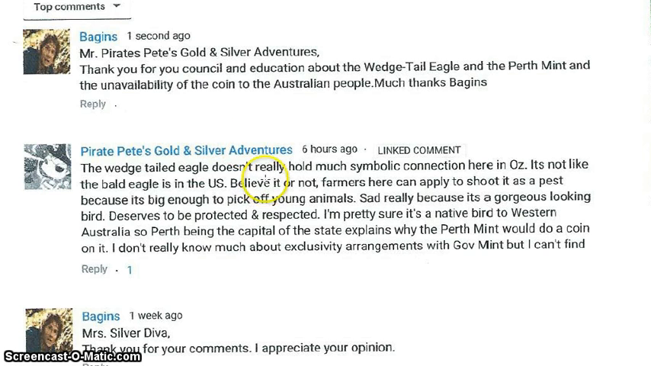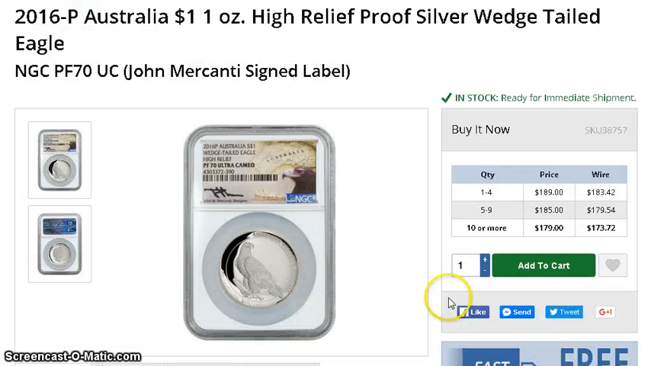So this is a comment or a view from an Australian person. So yeah, I didn't know that they would shoot wedge-tailed eagles like that, which obviously you can't do in the United States. The bald eagle is a very rare bird. Now, some of you might know or might not know, GovMint, along with Modern Coin Mart, is owned by the same company. So now Modern Coin Mart is selling wedge-tailed eagles on their site.